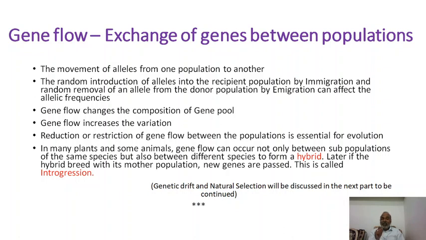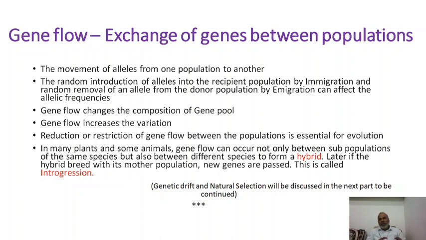And reduction, this is very important. Reduction or restriction of gene flow between two populations is essential for evolution, because when gene flow is restricted, the two small populations develop their own mutations and will become separate from one another.